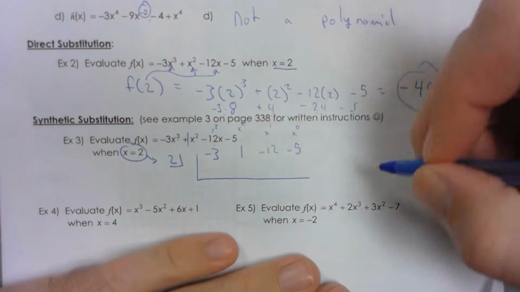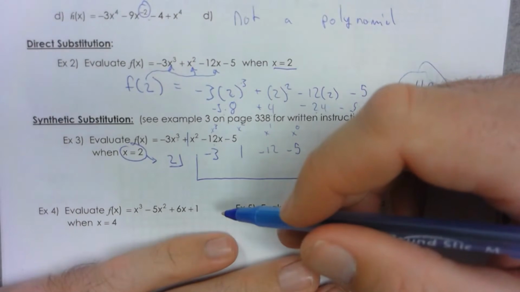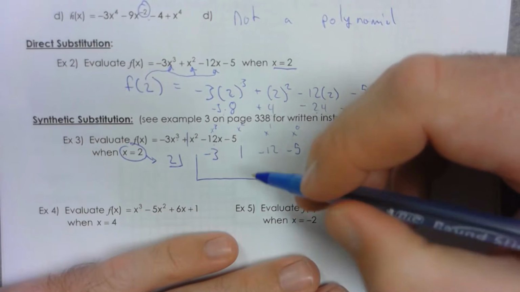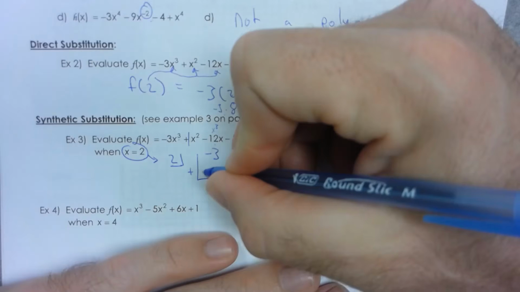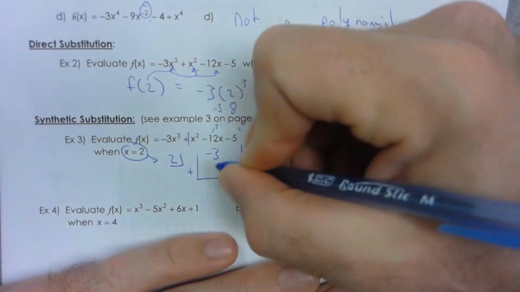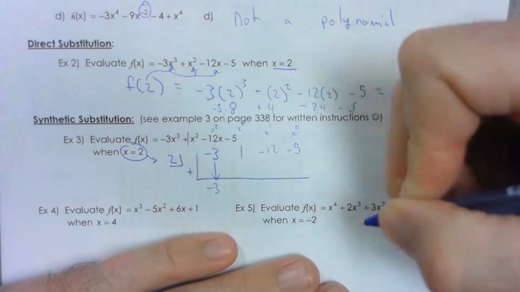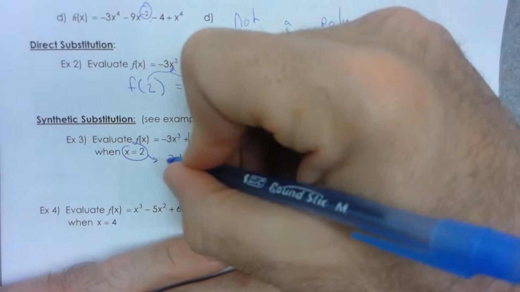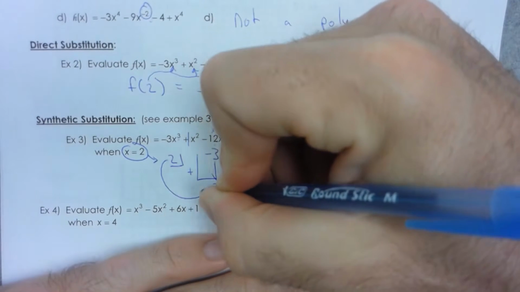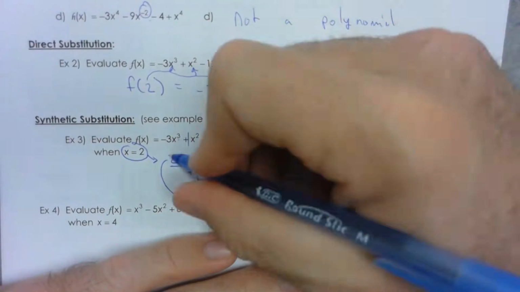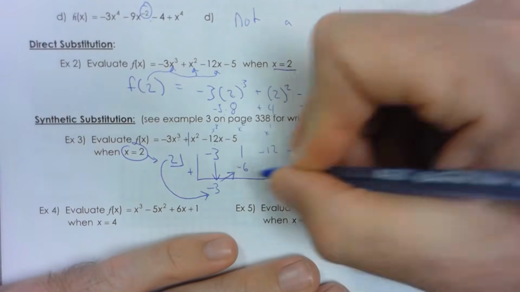All right, and then you're going to do these two things. You're going to add down, you're going to multiply around. Add down, multiply around, add down, multiply around. So start. This is the adding row. Add down. Negative 3 plus nothing is negative 3. Multiply around. Take the 2 times negative 3 and put that number up here. 2 times negative 3 is negative 6.